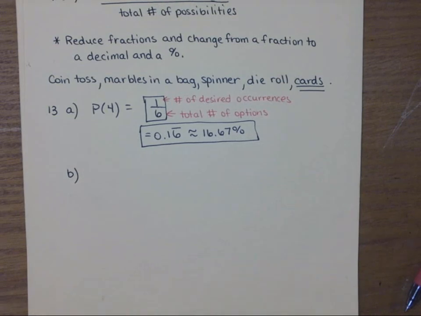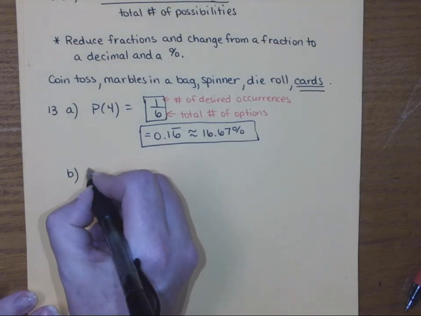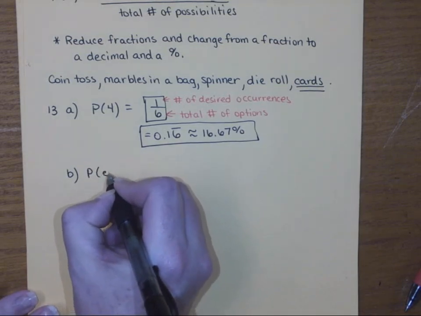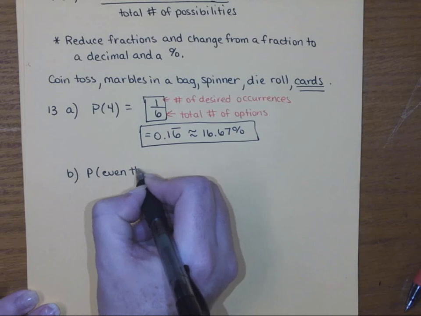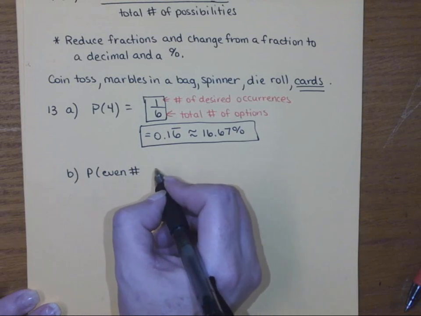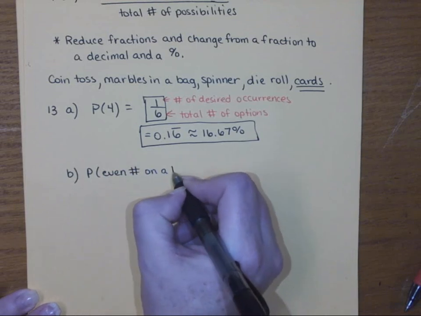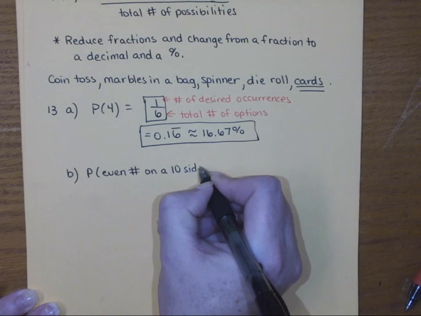Okay, the probability of getting an even number when you roll a fair 10-sided die. Okay, so if you have to, then you might even list out the numbers if you think it's helpful. Okay, so the probability of an even number on a 10-sided die.